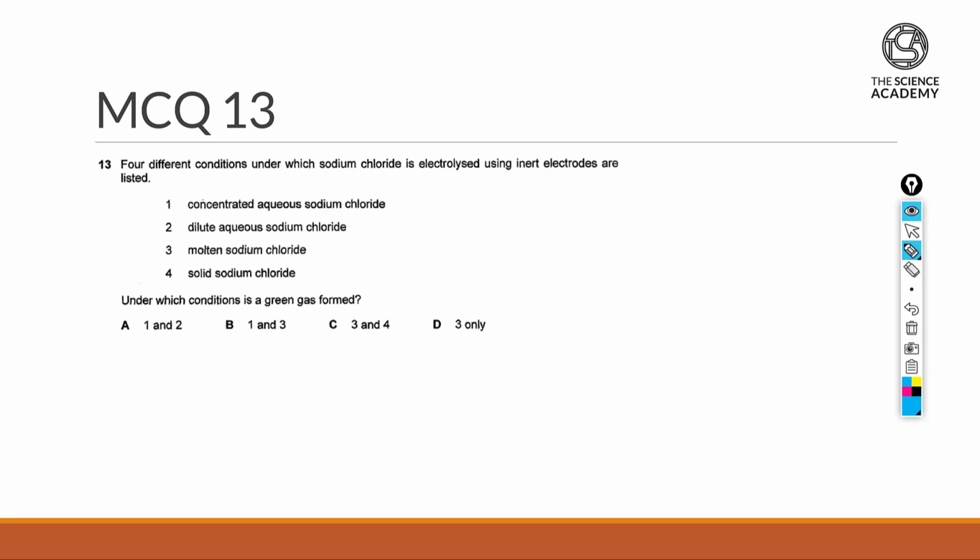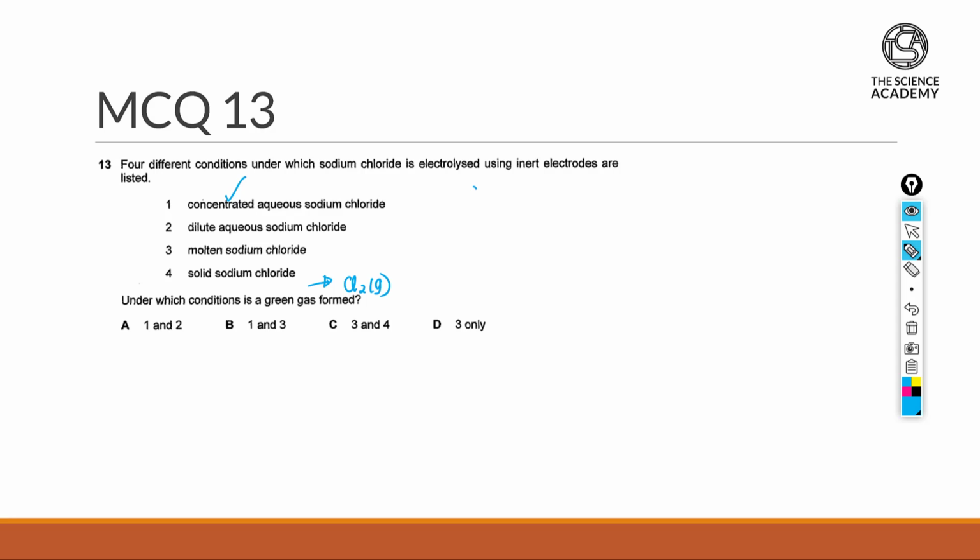In this case, this green gas that we know is always chlorine gas. So let's look at the options. For option 1, concentrated aqueous sodium chloride, chloride ion will be preferably discharged at the anode because concentration always rules. Because it's concentrated aqueous sodium chloride, we only care about the more concentrated one.